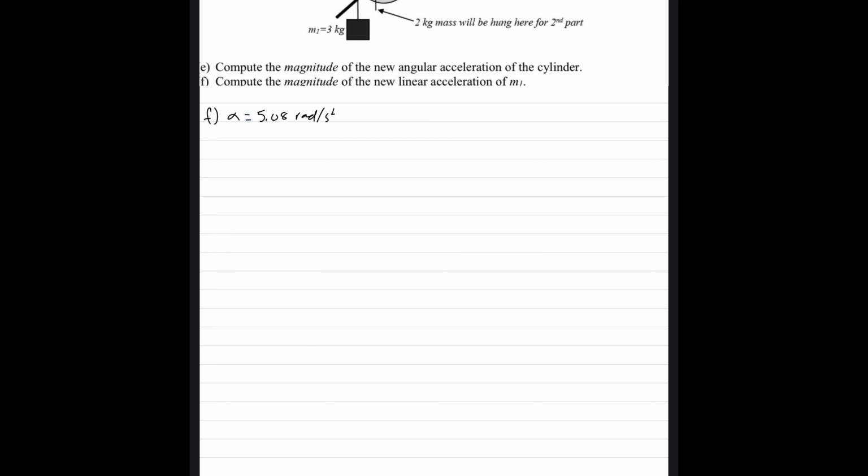Now we want the linear acceleration for m1. So we know that a1 is equal to capital R, right? Because that's the distance away from the solid cylinder. Then alpha. So I'll plug in the numbers, which gives you about 1.52 meter per second squared. All right, now we're trying to find the KE of the cylinder, and we know that it only has KE rod because it's stuck in place.